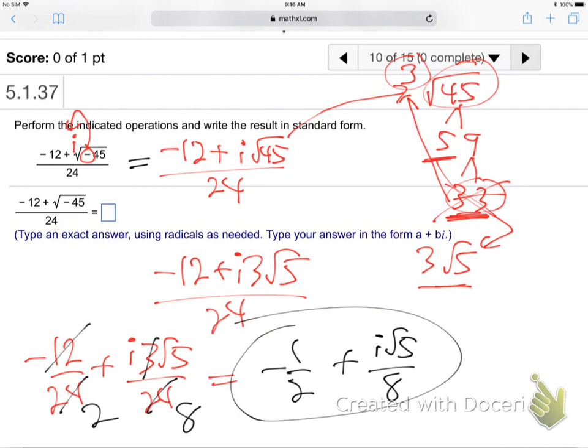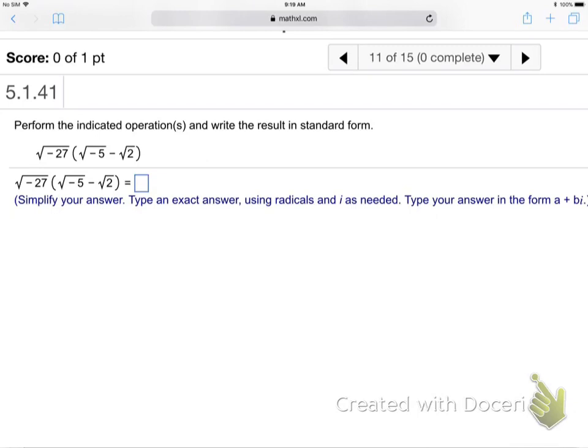All is well? Questions? All right, no question. All right, so we have square root of negative 27, square root of negative 5 minus the root of 2. Want to give that one a try?